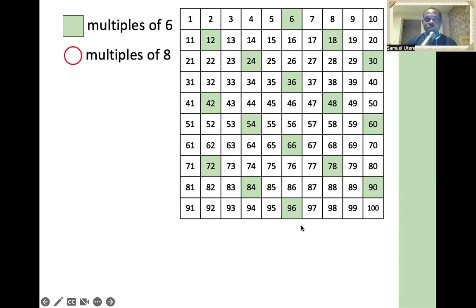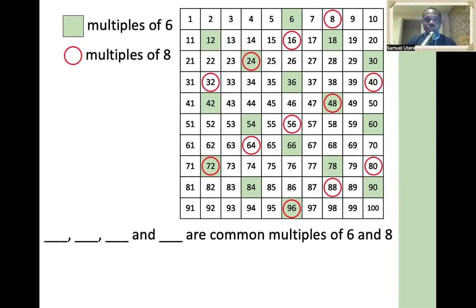If we circle the multiples of 8, you will also notice another pattern. But something interesting is that there are some numbers that are also circled and also colored in green. That is what we call common multiples, right? So can we complete this statement now? Of course we can. We can say that these numbers, you can see the numbers that are circled and also in green, we can write them here. They are all common multiples of 6 and 8.